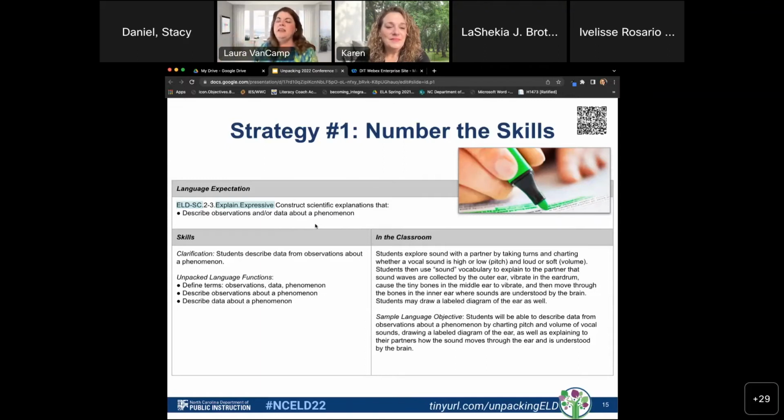You got that. Next, we're going to highlight and number the skills. So the first skill that is listed is construct a scientific explanation. So in order for students to explain something, they're going to have to do these other two skills. Skill number 2, describe observations. So that means somewhere in your lesson, they're going to be observing something. Skill number 3, they're going to describe data about that phenomenon. So a phenomenon, that word kind of scared me a little bit when I first saw it, but basically that means something that's happening that is in the science world.